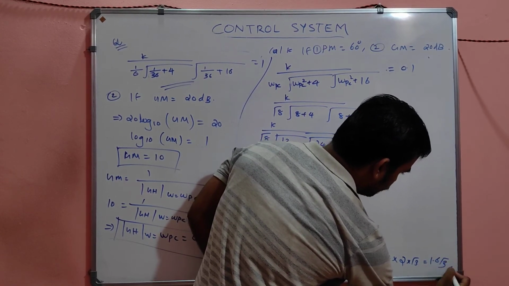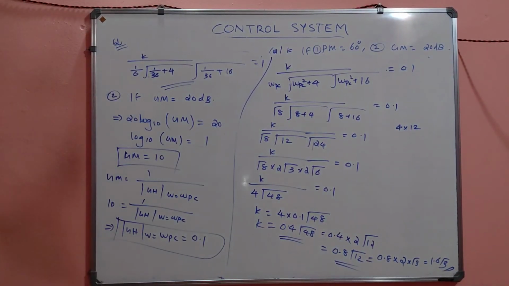1.6 root 3. K will be equal to what? 1.6 root 3. K will be equal to 1.6 into root 3. We will get the answer.